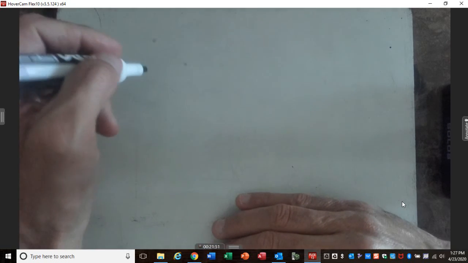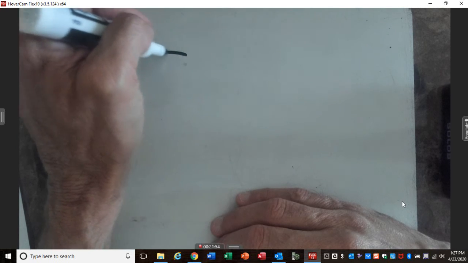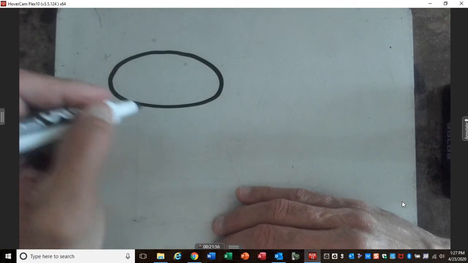All right, 2 more with volume, and then we're done. All right, let me draw. This is another kind of weird cylinder. This is on the back of your paper.